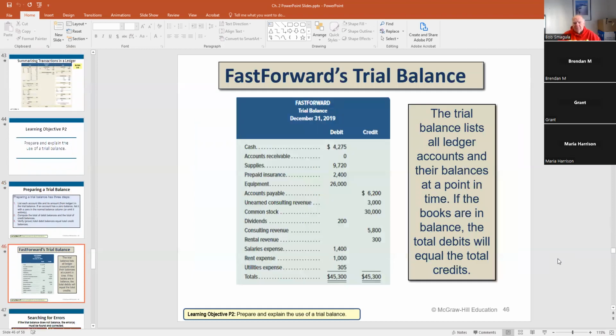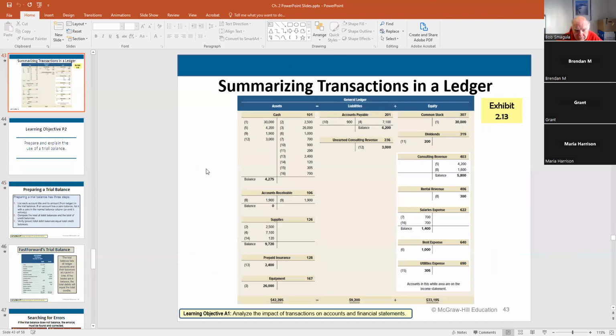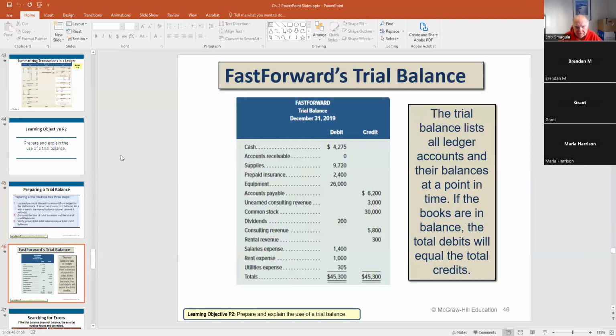Here's the trial balance. I see 4,275 for cash, 9,720 for supplies, 2,400, 26,000. You get the idea. There's our trial balance. The trial balance lists all ledger accounts and their balances at a point in time. If things are in balance, the debits will equal the credits.